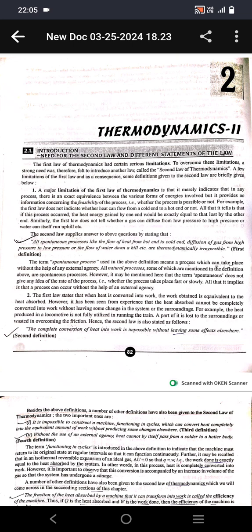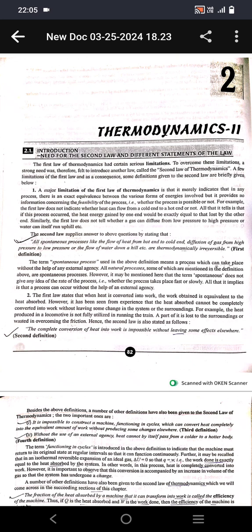However, it may be mentioned here that the term spontaneous does not give any idea of the rate of the process, that is, whether the process takes place fast or slowly. All that it implies is that a process can occur without the help of an external agency.